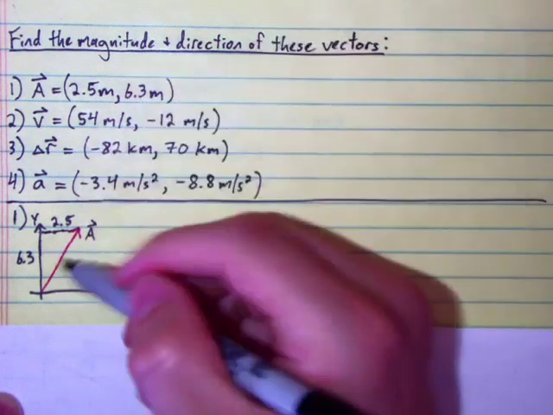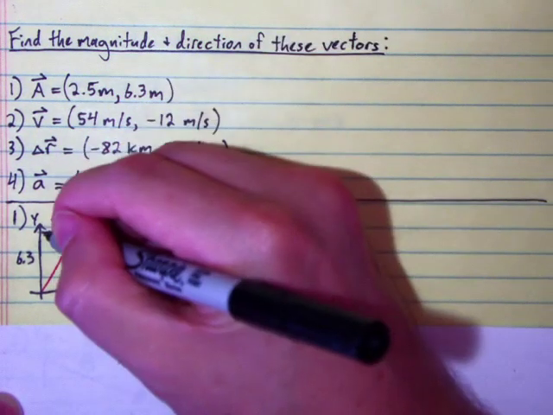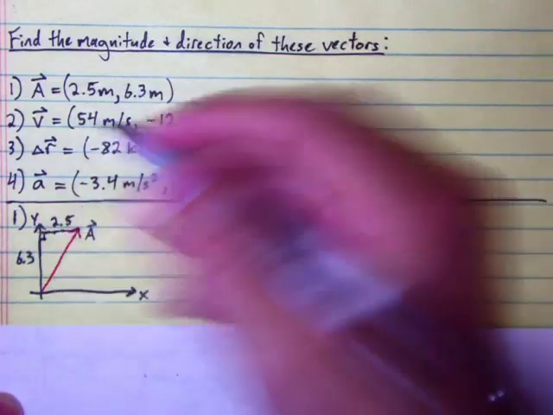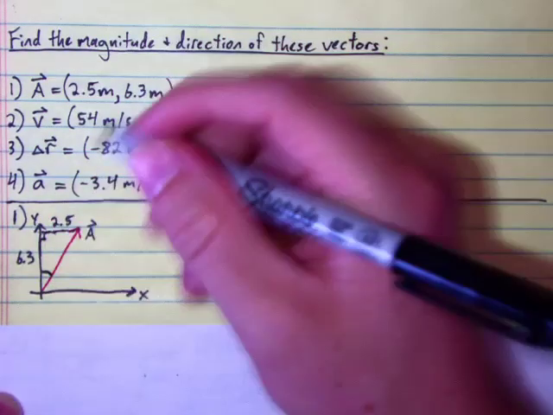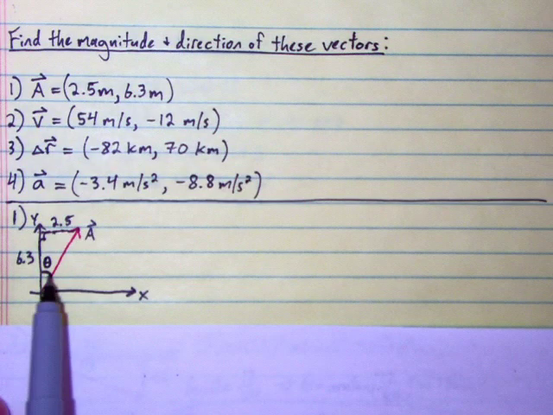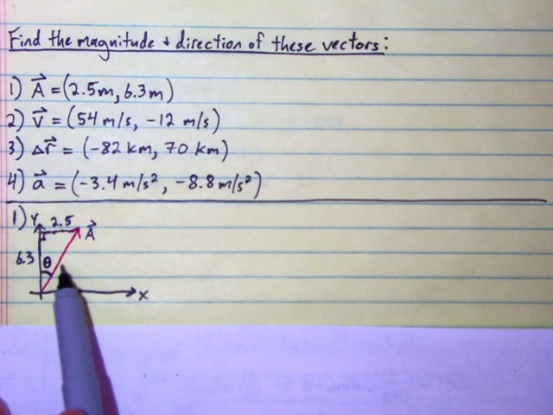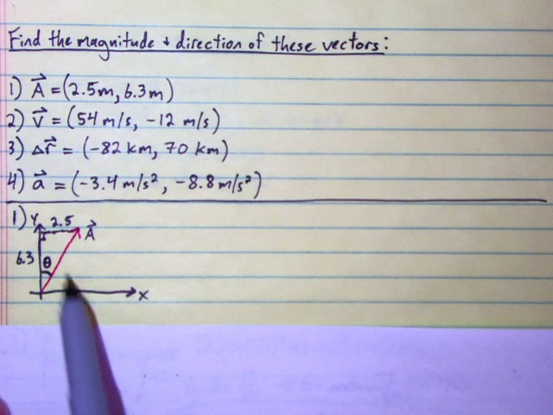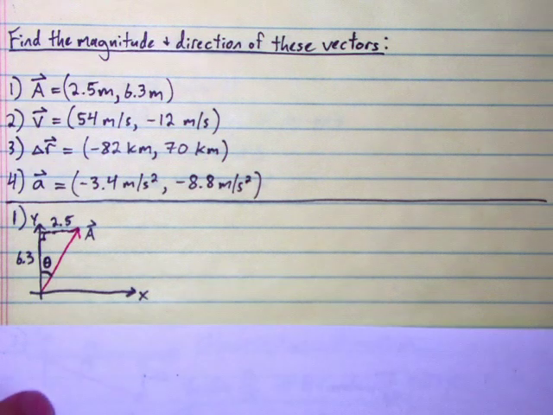We want to find the magnitude of A. That's the length of the hypotenuse here. And we want to find an angle. Generally, we pick the angle that's smallest, the one that's closest to an axis. So this angle here is smaller than this angle here. So we'll find this one to the y-axis.